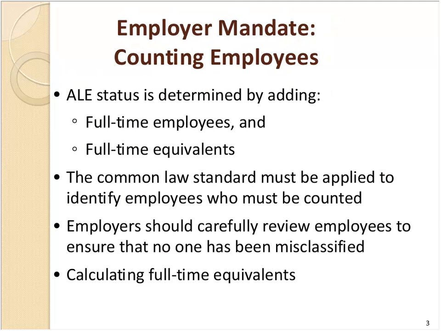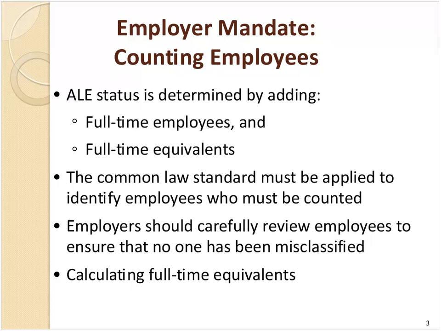Now, how do we do the count? ALE status is determined by adding the actual full-time employees, those who are expected to work 30 or more hours per week. Each of those individuals who qualifies as a full-time employee is counted as one person. But then you have to add to that the full-time equivalents. In a minute we'll talk about the exact calculation, but first you have to determine who all the individuals are that you're going to be taking into account.